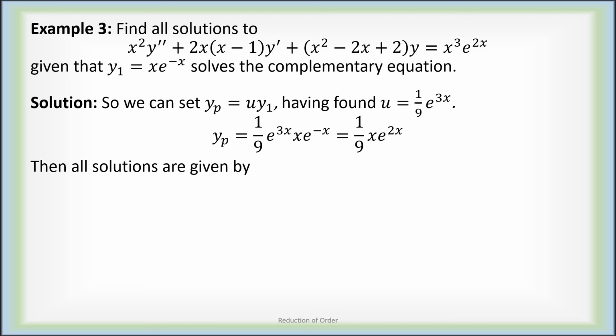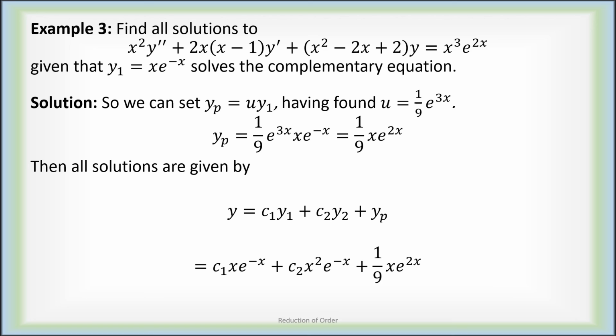Therefore, all solutions to the differential equation are given by linear combinations of the two linearly independent solutions to the complementary homogeneous equation plus the y sub p that we just found. So some constant times x e to the minus x, another constant times x squared e to the minus x, and y sub p, which was 1/9 x e to the 2x.